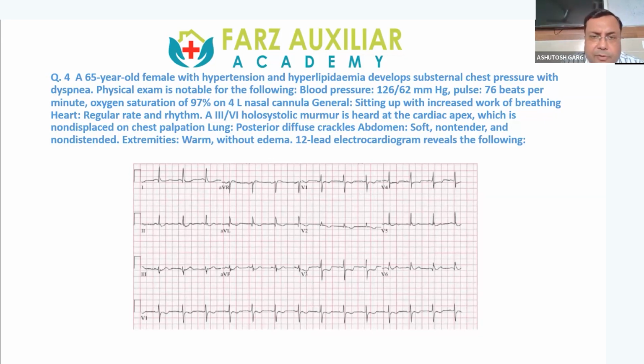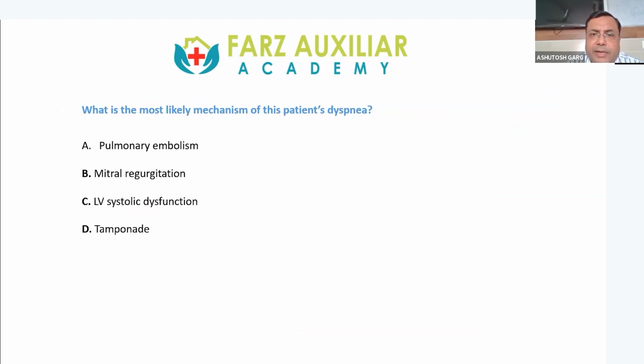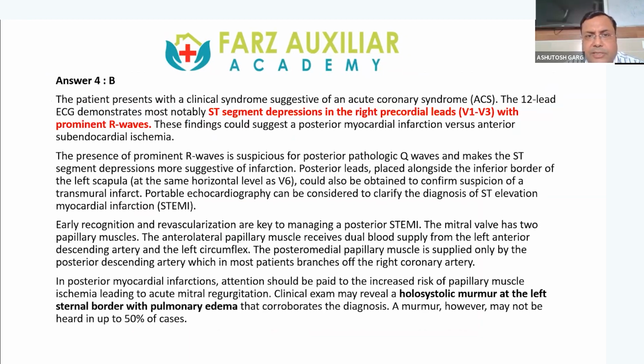Basically, they are asking about the complication of MI like MR. And in MR, the important feature is the holosystolic murmur at the cardiac apex. So that's why it's a mitral regurgitation. So ST segment depression in the right precordial leads V1 to V3 with prominent R wave, and the holosystolic murmur at the left sternal border with pulmonary edema. This goes in favor of mitral regurgitation.